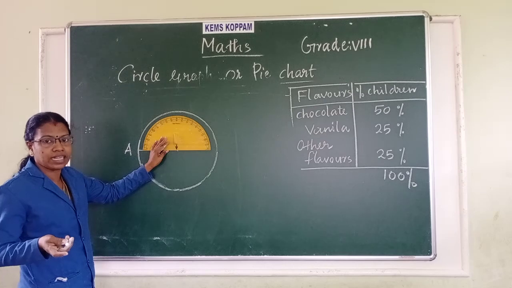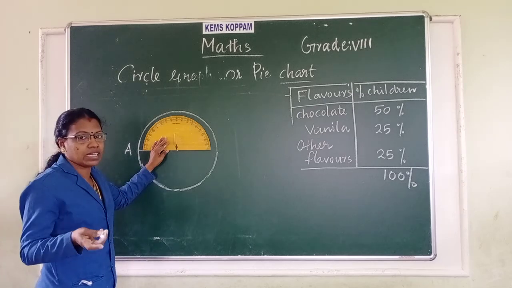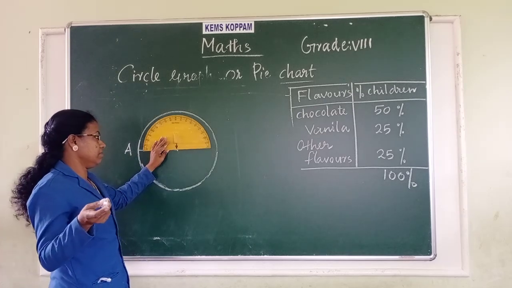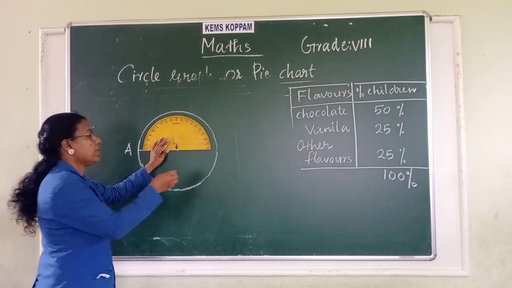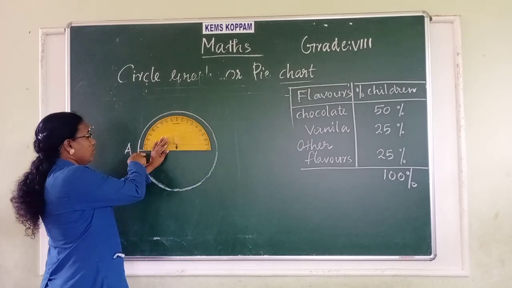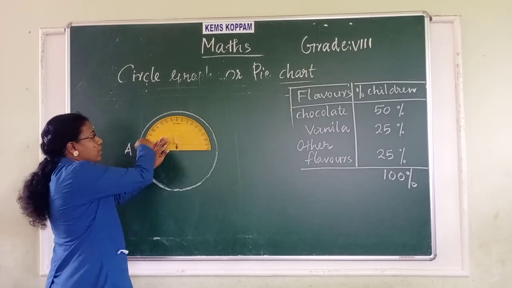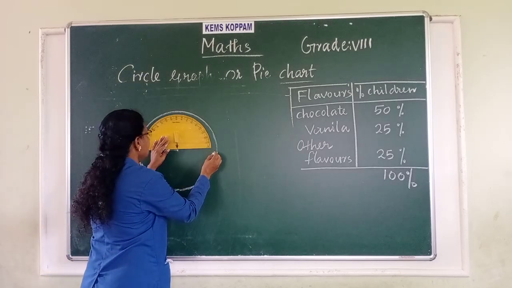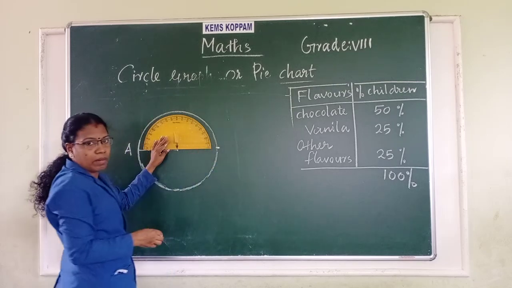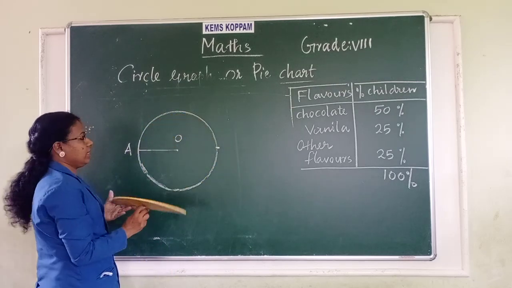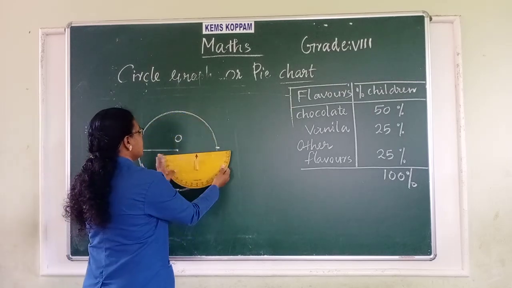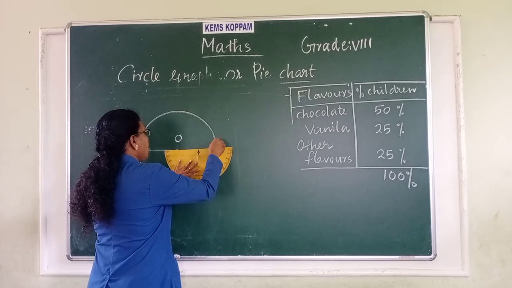Now mark the angle. The central angle of the first sector is 180, the higher angle. So we start counting from the baseline onwards. Here is the 0 point. 0 to 180, so 180 comes here. Mark that point, then join the line. So this is the first central angle of the sector.